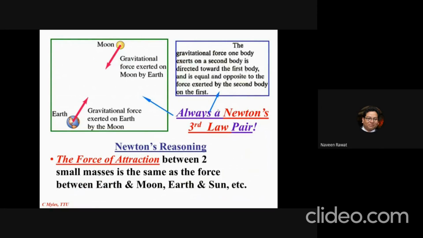Just by the same reasoning, if you have the moon and the earth, and the moon is going around the earth, and there is this gravitational force acting between them, there will be a force that is exerted on the earth by the moon, and there will be a force that will be exerted on the moon by the earth as well. And this gravitational force that one body exerts on the second body is equal and opposite to the force exerted by the second body on the first one, just by using Newton's third law.